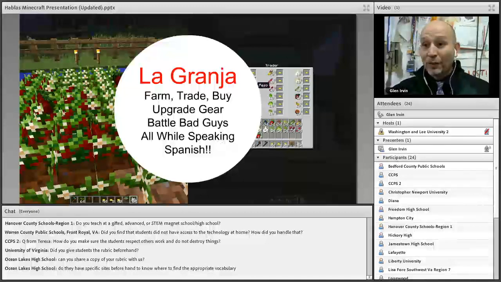Minecraft is fantastic for building, but it's also so awesome for farming type of things. So in this scenario, they were farming, trading, buying and upgrading gear, which is an important thing for them, and then battling the bad guys, which I made sure to have as an element in the game, because that makes it more game-like, and then all while communicating in Español. So this was kind of all the students versus the bad guys. They all work together and upgrade their gear, and are able to fight the bad guys that I created within the game.